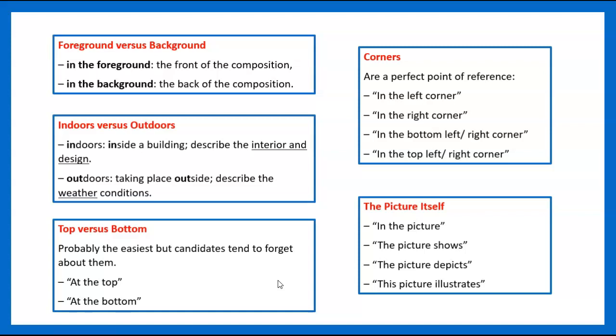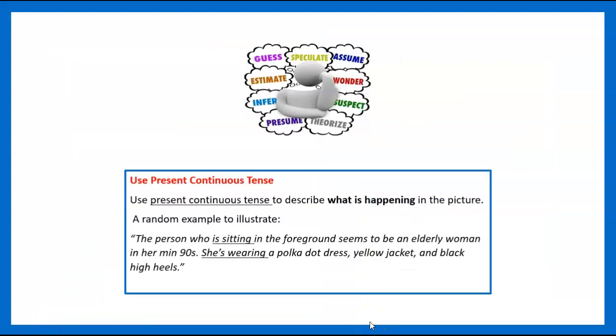And then in the picture itself, you could say, the picture shows, the picture depicts, and this picture illustrates. Try to use the present continuous tense, because this tense describes what is happening in the picture at the moment. A random example to illustrate this is: the person who is sitting in the foreground seems to be an elderly woman in her mid-90s. She's wearing a polka dot dress, yellow jacket, and black high heels.